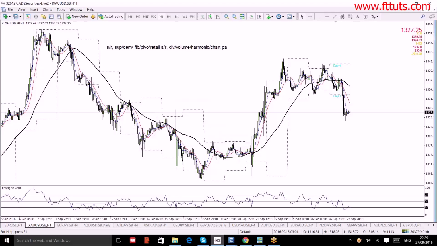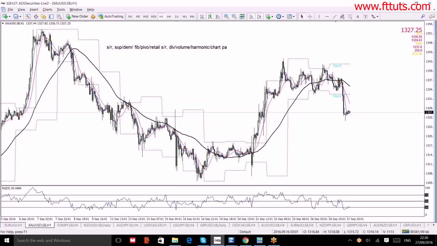Let me tell you something. What is Fibonacci? What is pivots? What is support and resistance? Fibonacci, pivots, support and resistance, supply and demand are just support and resistance. These are support and resistance levels. There is no difference. They are just levels.